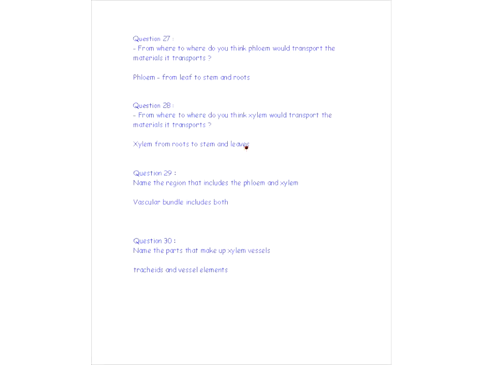Question 29. Name the region that includes both the phloem and the xylem. That's going to be the vascular bundle. And question 30, name the parts that make up the xylem vessels. That's the tracheids and the vessel elements.